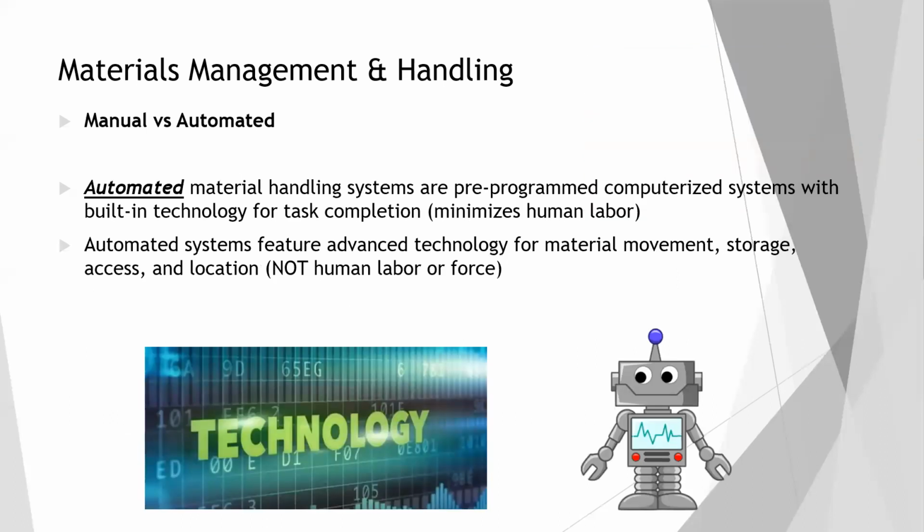Now let's talk about, on the flip side, our automated systems. So automated material handling systems are pre-programmed computerized systems with built-in technology to complete the task. What it does is minimize the need for human labor or completely eliminate it. Automated systems typically feature advanced technology for material movement, material storage, access, and location, and do not rely on human labor or human force. So we are just going to have the machines do all the heavy lifting as opposed to having the people do the heavy lifting.